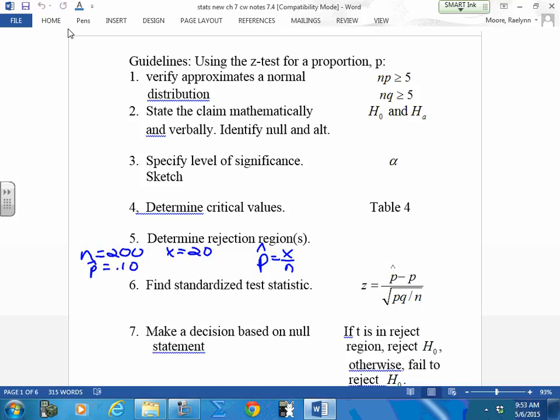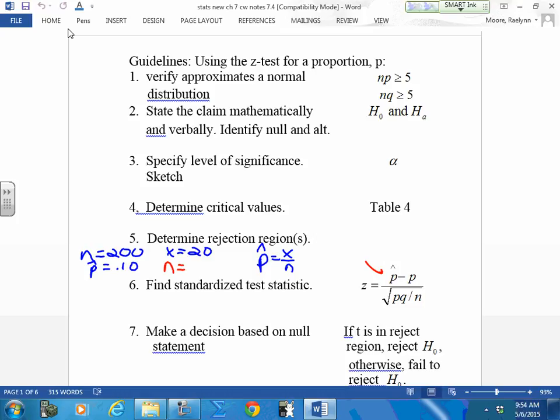If you're going to use your calculator, it needs the x. And sometimes the problem gives you the x and the n, and then you need to find a p-hat if you're going to use your formula. So it depends which way you're going to go with this. And I'm fine with calculator or formula. All right, so then we make a decision like we used to.